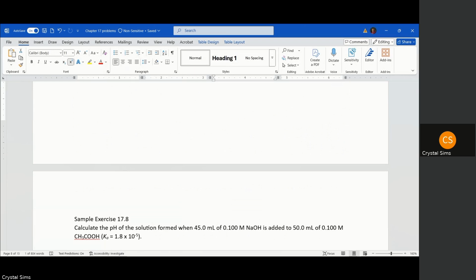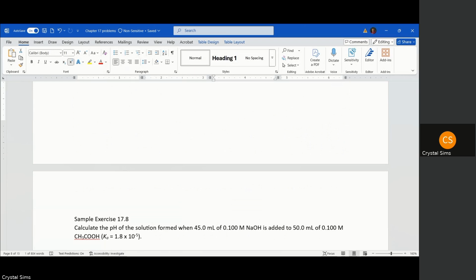hydroxide solution added to 50 milliliters of a 1.00 molar acetic acid solution. So you know that sodium hydroxide is a strong base. Well, what is acetic acid? Is it a strong acid or a weak acid? We know it to be a weak acid. So this is going to be a little bit different type of calculation. We're going to work the problem kind of the same, but it's going to be a completely different answer, because we're dealing with a weak acid and a strong base.